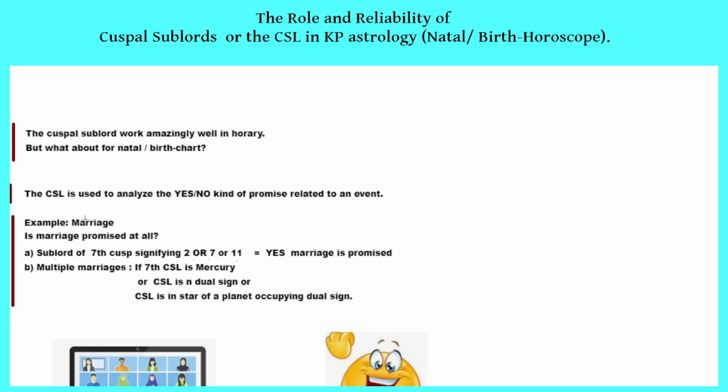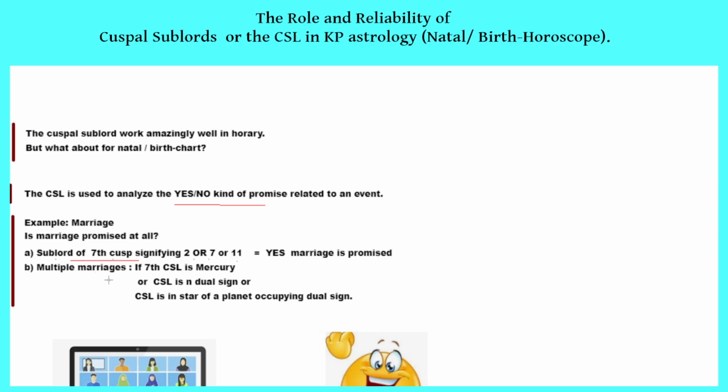The Cuspal Sublord is used to analyze the yes or no kind of promise. So if the question is related to marriage, then the first thing we have to find out is whether the marriage is promised at all or not. And for that, the rule in KP is simple. The sublord of the seventh cusp, if it is signifying 2 or 7 or 11, then yes, marriage is promised.